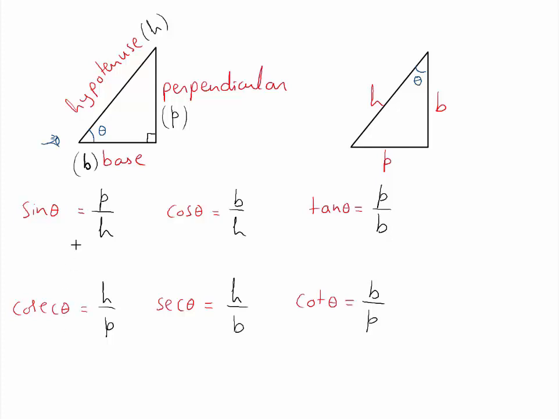Next, we can see that sine theta and cosec theta are related. They are reciprocals of each other. So we can have three more formulas. So we have cosec theta equals 1 by sine theta, sec theta equals 1 by cos theta, cot theta equals 1 by tan theta. So cosec theta is reciprocal of sine theta, sec theta is reciprocal of cos theta and cot theta is reciprocal of tan theta.